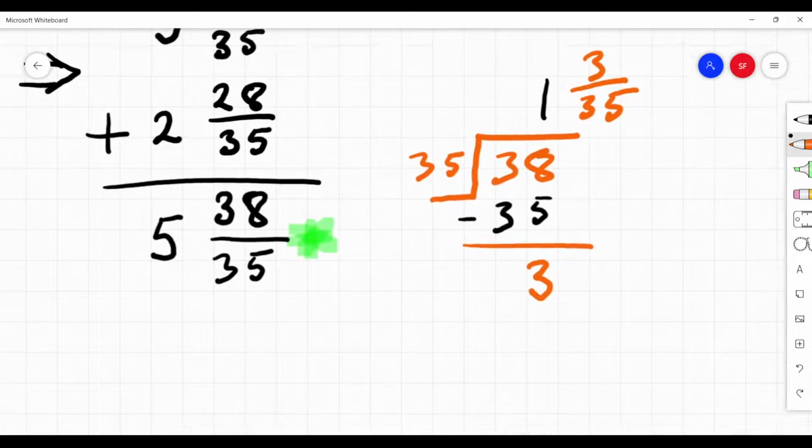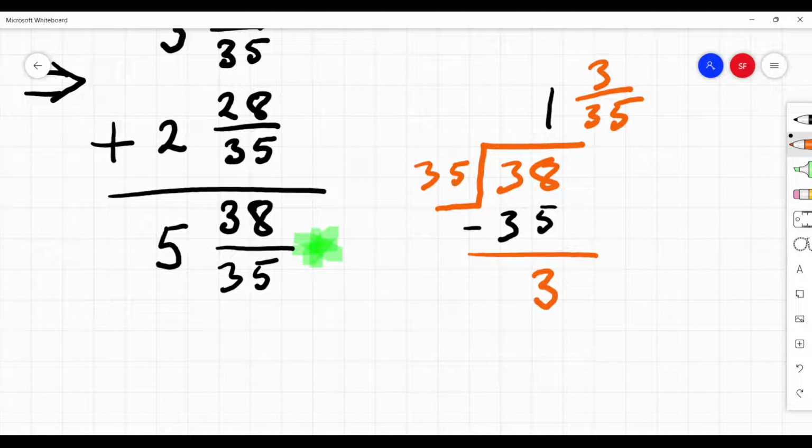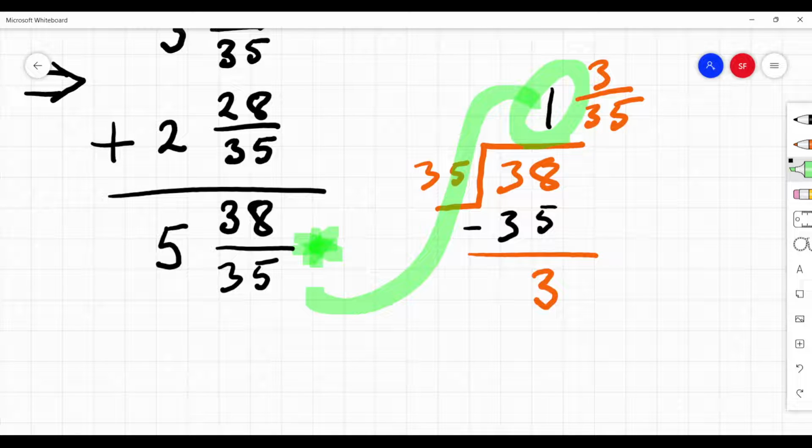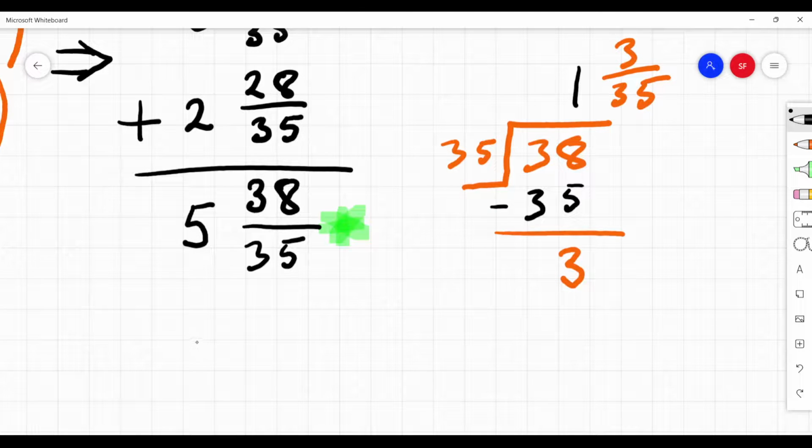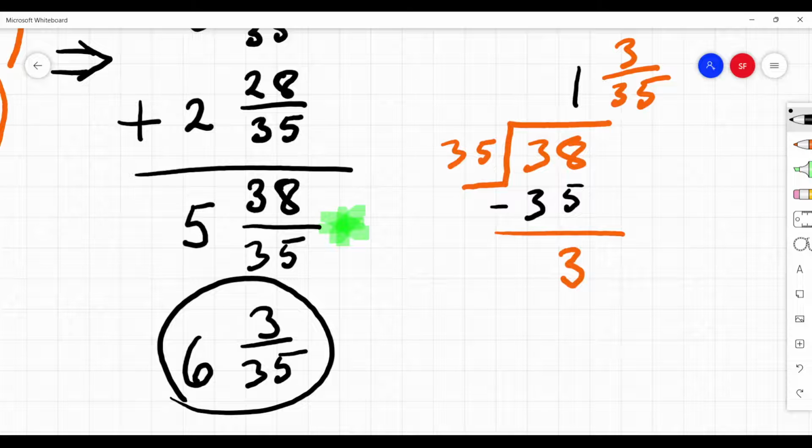Okay, so this fraction is 1 and 3/35. So what do I do with the 1 to stick it back in over here? Where is that 1 going to go now? It's going to go with the 5. So 5 plus 1 is 6. So 6 and 3/35 is our answer. Where did you get 6? Because 1 plus 5 is 6.